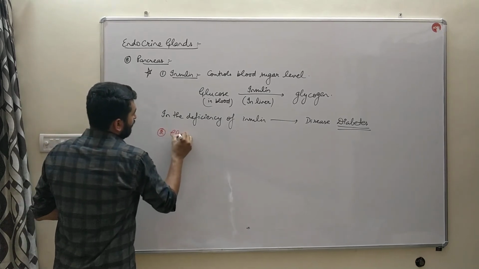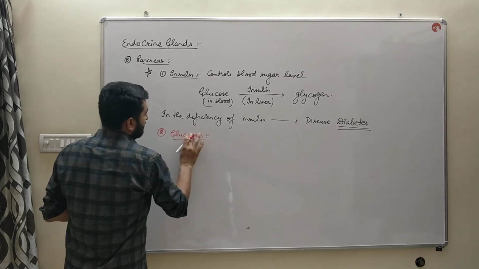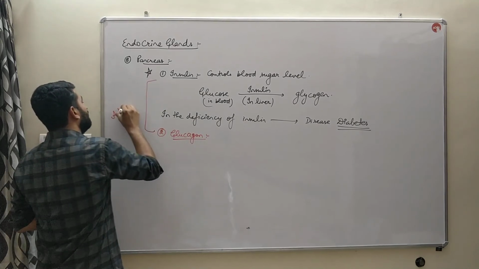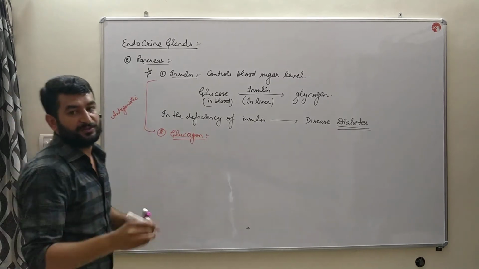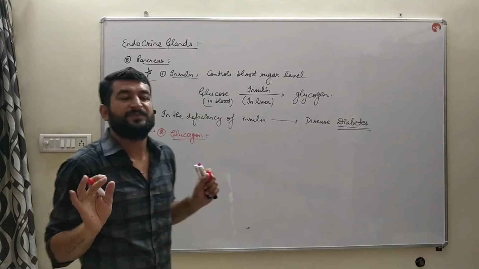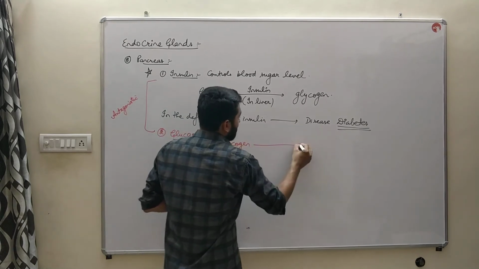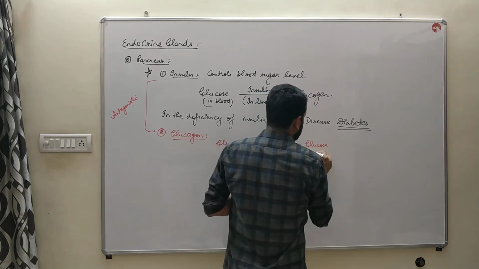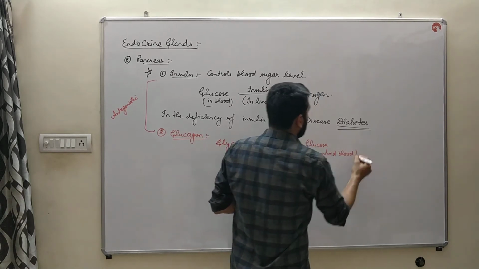Second, glucagon. It's glucagon. These two are antagonistic to each other. Antagonistic means exact opposite to each other. If in certain cases our blood glucose level is reduced, then the glycogen which is stored in liver is again broken down, splits up into glucose, and that glucose is dissolved in blood, so that blood glucose level can be maintained to normal.